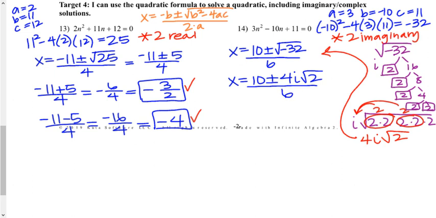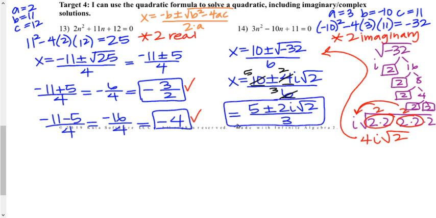Now, what I notice here is that 10, 4, and 6 can all be reduced a little bit further. I can divide all those numbers by 2, and I'm going to do that. So this becomes 5, that becomes 2, and this becomes 3. So my entire answer is actually 5 plus or minus 2i root 2 all over 3.